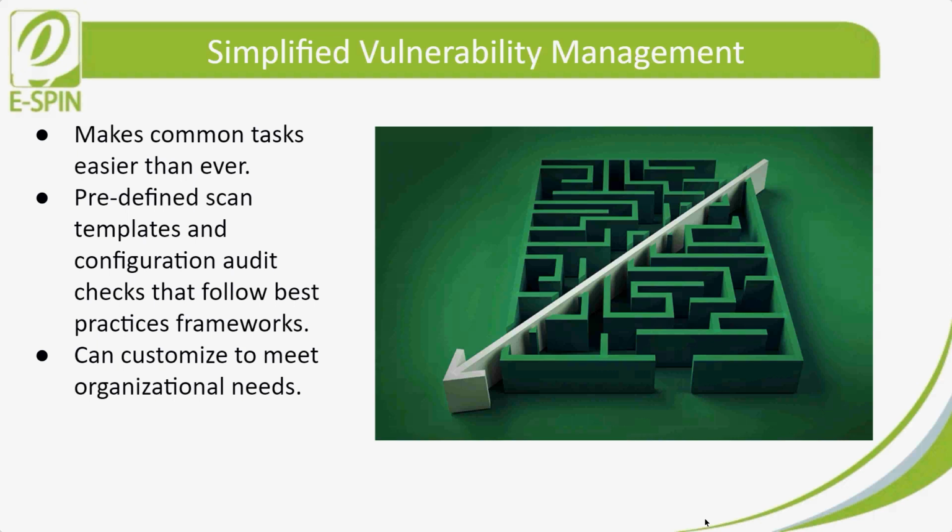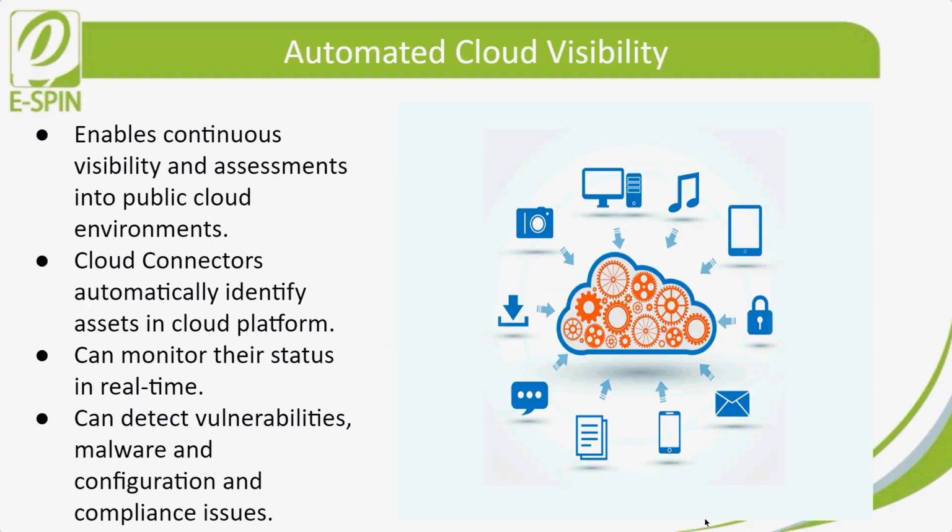feature is automated cloud visibility. Okay, Tenable.io enables continuous visibility and assessment into public cloud environments. Cloud connectors automatically identify assets in Amazon Web Services, Microsoft Azure, and Google Cloud Platform and monitor their status in real time. Access cloud environments with Nessus sensors to detect vulnerabilities, malware, and configuration and compliance issues.